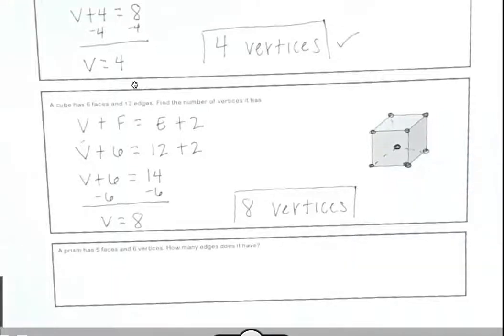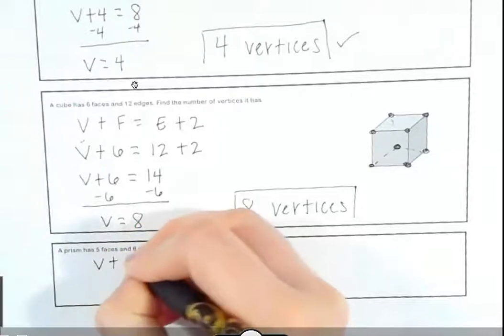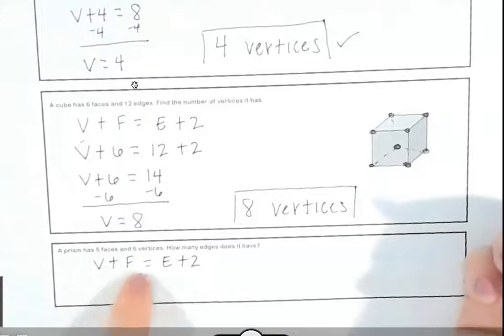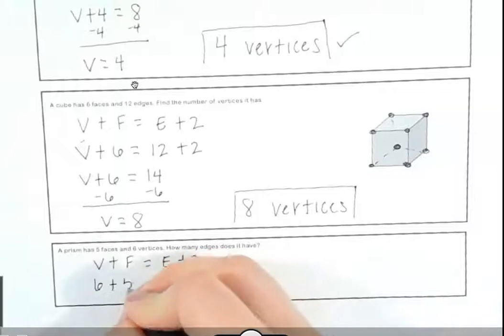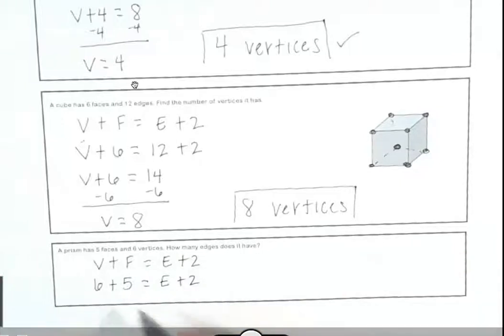Okay. This time we're not even given a picture, so we just have to trust the formula, okay? So it says a prism has 5 faces and 6 vertices. How many edges does it have? Okay, so let's start off with our formula. Vertices plus faces equals edges plus 2. So if I plug in, I have 6 vertices. I have 5 faces. We're looking for how many edges plus 2. If I simplify, 6 plus 5 is 11 equals edges plus 2.